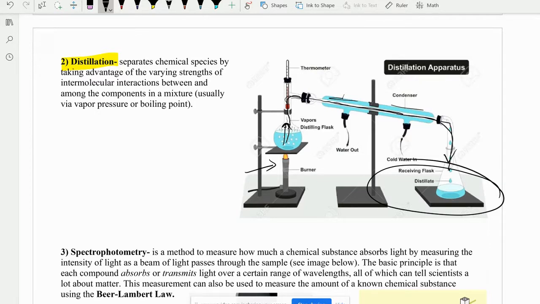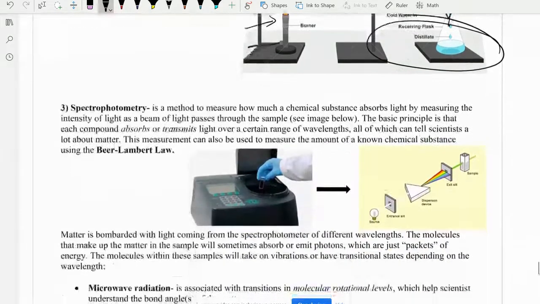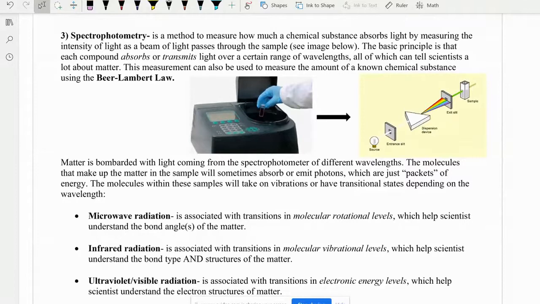Okay, so again, you are going to do an activity, not so much a lab on this. I hope to write a grant in the future to get a bunch of glassware so that we can actually do a distillation lab. Okay, you're also going to do and learn a little bit about something called spectrophotometry.